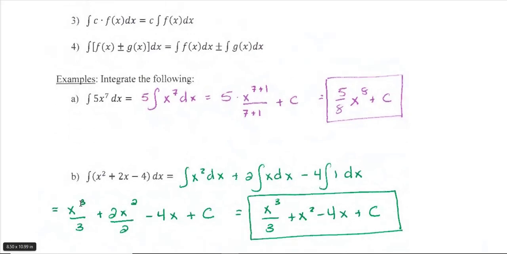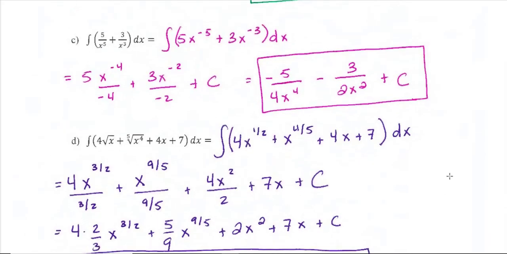So then you would have x to the 2 plus 1 over 2 plus 1, or x to the 3rd over 3, plus 2 times x to the 1 plus 1 over 1 plus 1, or 2 times x squared over 2, minus 4 times x plus c. And when we simplify this, we see those 2's are going to cancel, and we're left with x cubed over 3 plus x squared minus 4x plus c. Again, I encourage you to take the derivative of these answers to make sure you get that integrand right there.